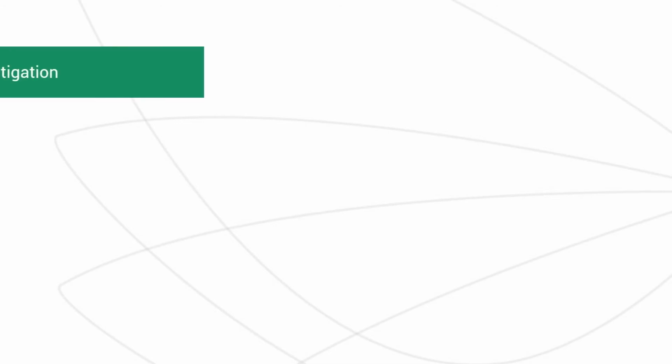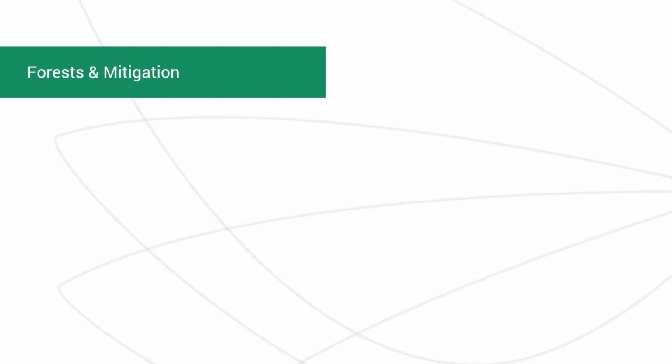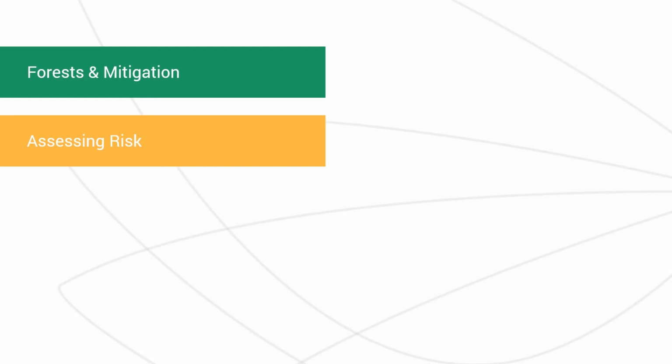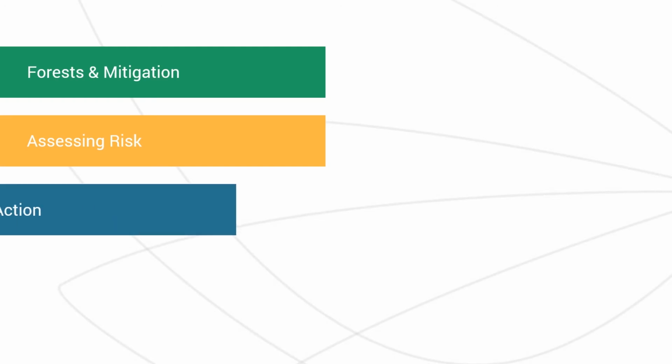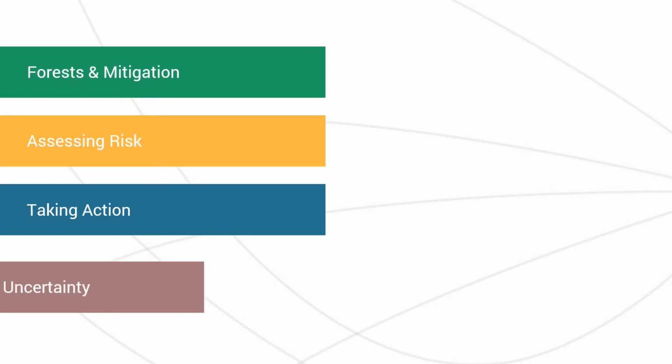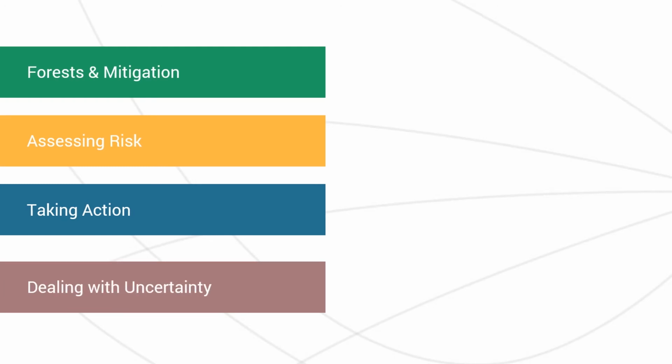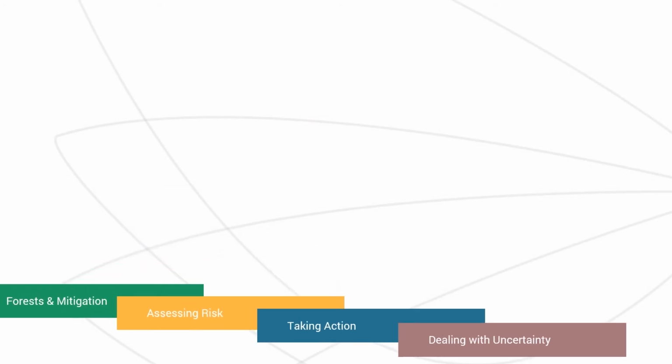This video will address 4 important aspects of managing forests in a dynamic climate. The first is understanding the importance of forests as a tool for mitigating climate change. Second, we will discuss how to accurately assess the potential risks to forests and forestry operations. Then we will outline some strategies for taking action to both reduce risk and capitalize on potential opportunities. And finally, we will conclude with a discussion about the best approaches for dealing with the various uncertainties discussed in parts 1 and 2 of this series. And we will revisit these to recap along the way.